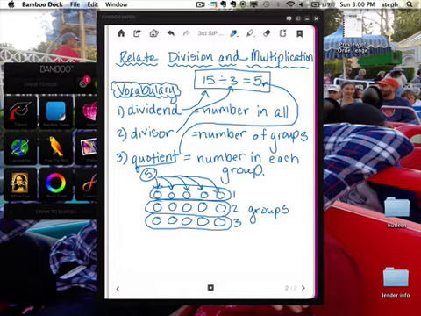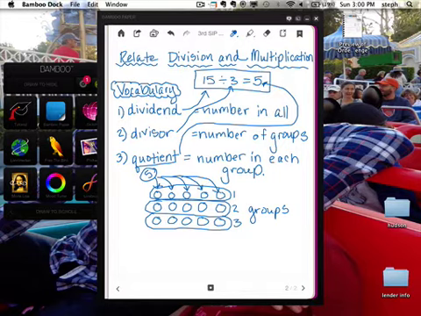So you have your number in all, which is 15, all of your circles. The divisor is the number of groups you want to put them into. So we want to put them into 3 equal groups. And the quotient, the answer, is how many are in each group. So let's relate that to multiplication.